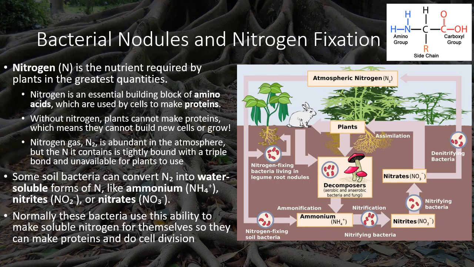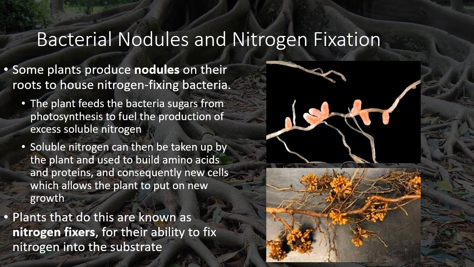The bacteria that live in the soil are typically doing this for themselves. They need a reliable source of nitrogen if they can't get it from the organic material that they're decomposing. And so they have the ability to get it right out of the air and do the production of amino acids, make proteins, and then divide their cells and grow. Plants have learned to take advantage of this, though. And they do this by making the bacteria little houses.